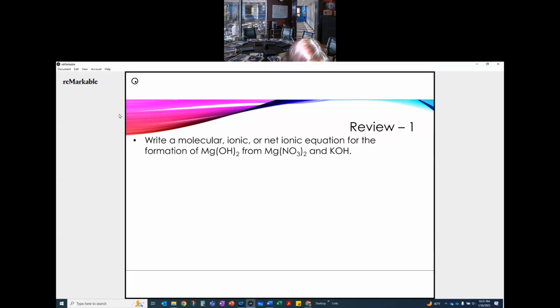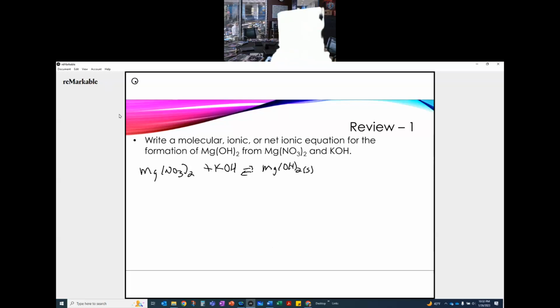So, write a molecular, ionic, or net ionic equation for the formation of MgOH2 from MgNO3 and KOH. So I know I'm taking MgNO3, I'm reacting that with KOH. That's going to give me an MgOH2. And I know that MgOH2 is a solid because I know it's not soluble, which I know from the solubility rules that happen to be in here. Yay, I can look at those to see that that's not soluble. Awesome. So this is the reaction that I need to deal with.